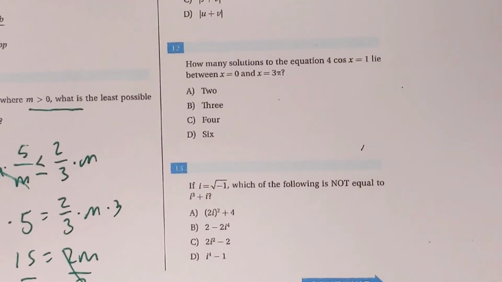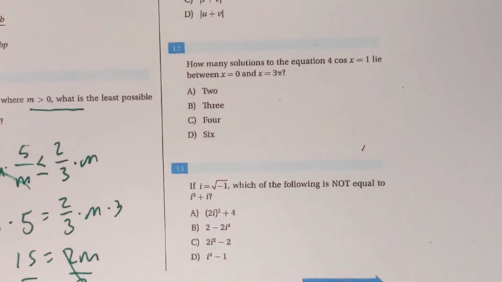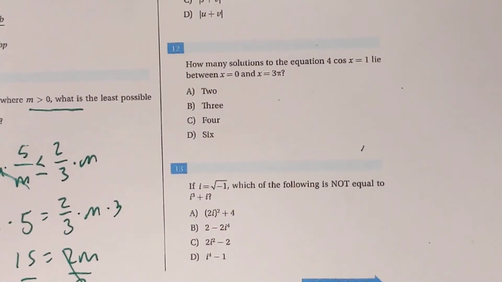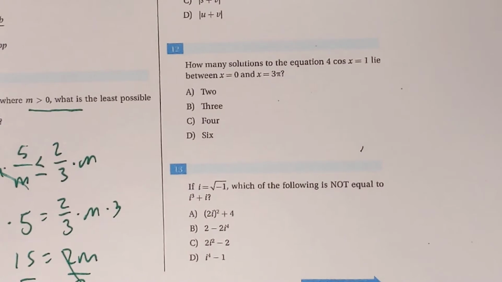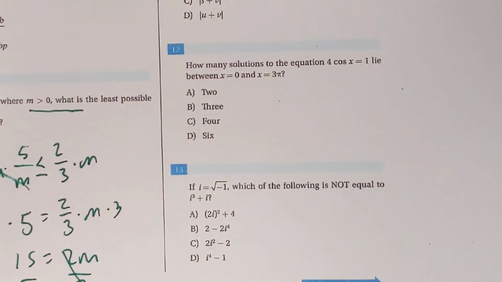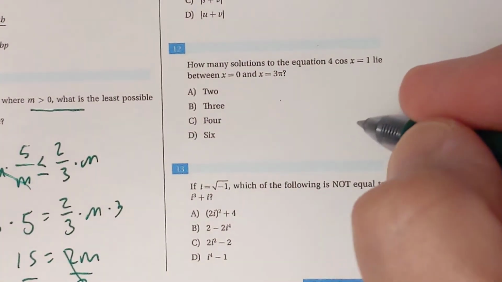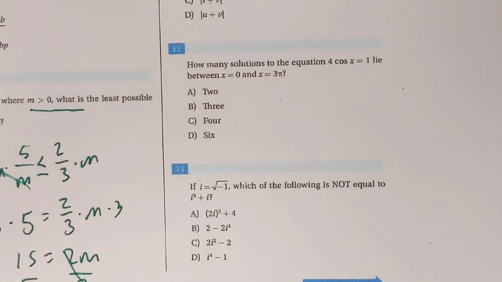But the idea is that cosine goes from -1 to 1, and sine goes from -1 to 1, and they are periodic over 2 pi. There are so many different ways to go about this, but for number 12, I would just say graph it.